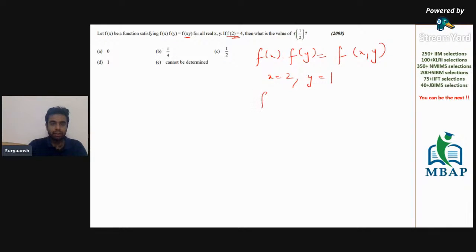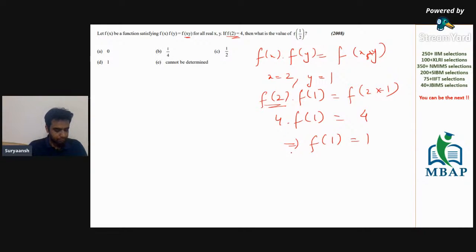That's the first substitution. And then f of 2 into f of 1 would be equal to f of x into y, which is 2 into 1. That means f of 2, which is 4, into f of 1 is basically f of 2, which is again 4. From this, we can find out that f of 1 comes out to be equal to 1. So we know f of 1 is equal to 1.